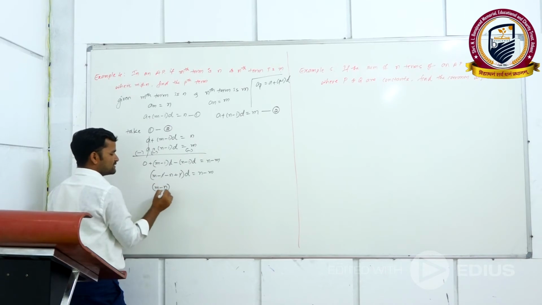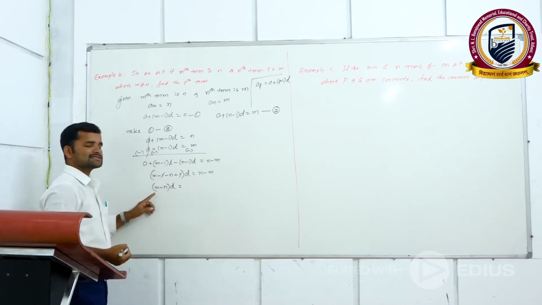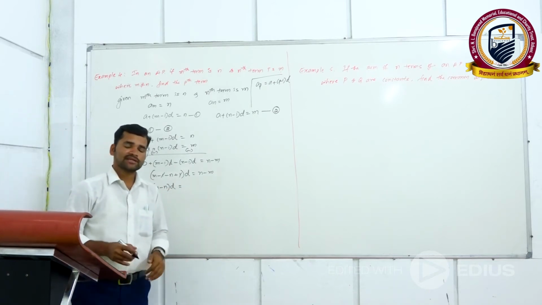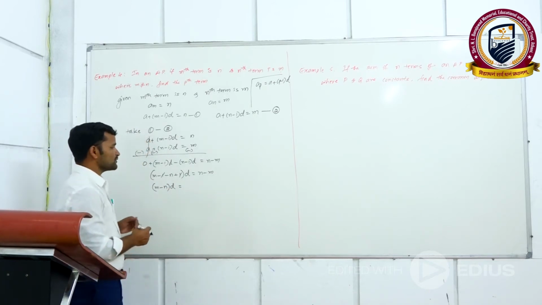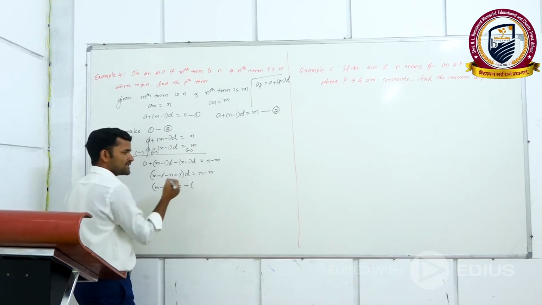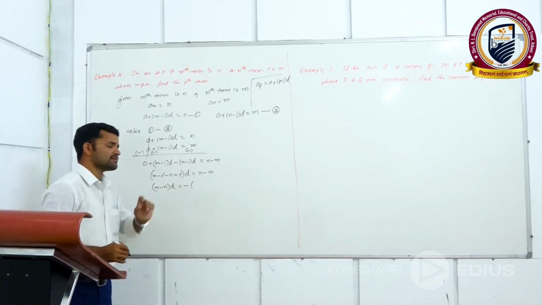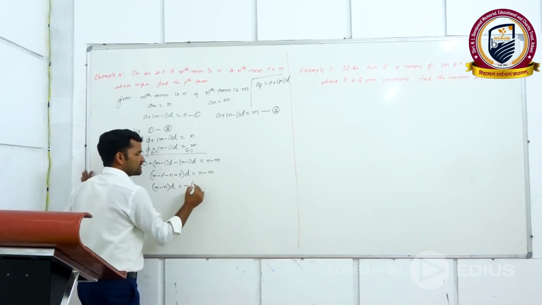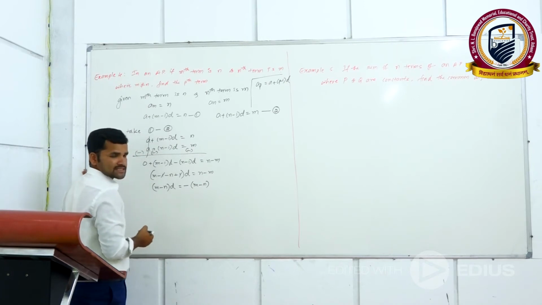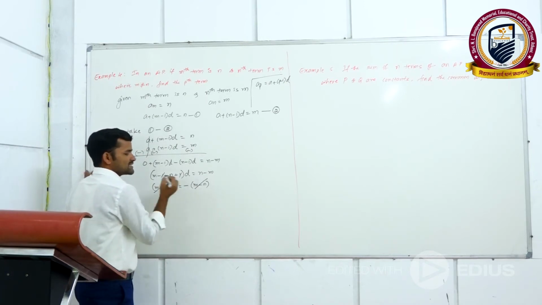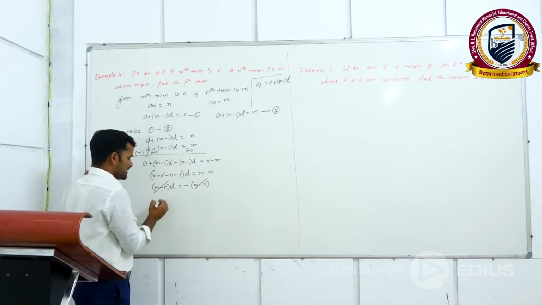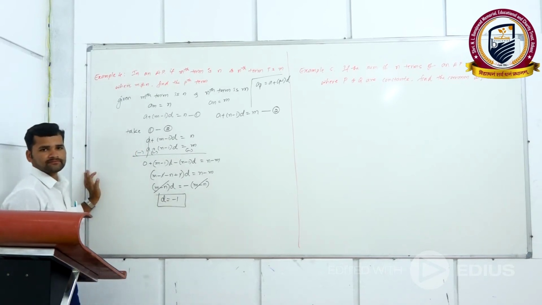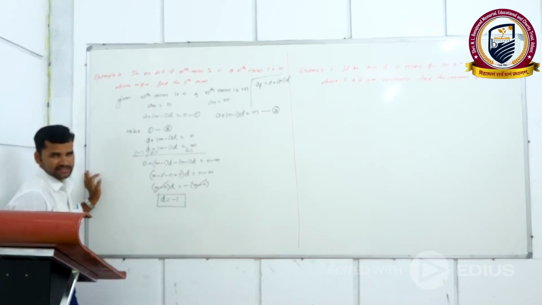m minus n into d is equal to n minus m. On the left hand side I have m minus n, on the right hand side also I want m minus n. For that, you take minus common. n minus m, to have m minus n, you take minus common. Then m minus n and m minus n get cancelled. What is the value of d? d is equal to minus 1.